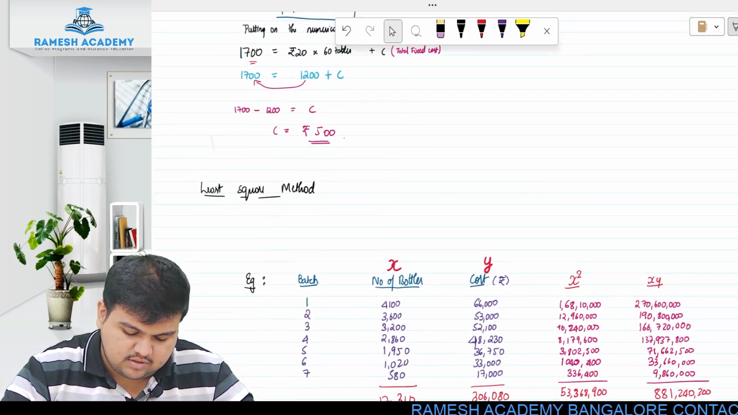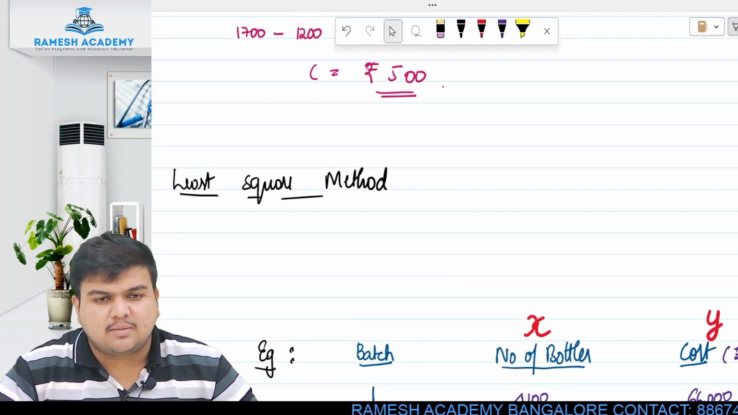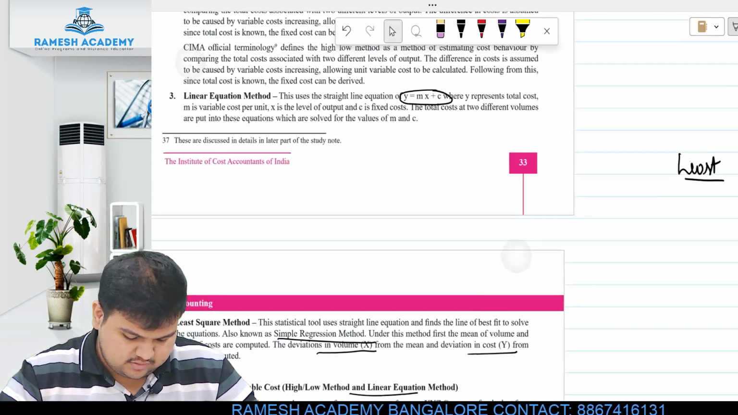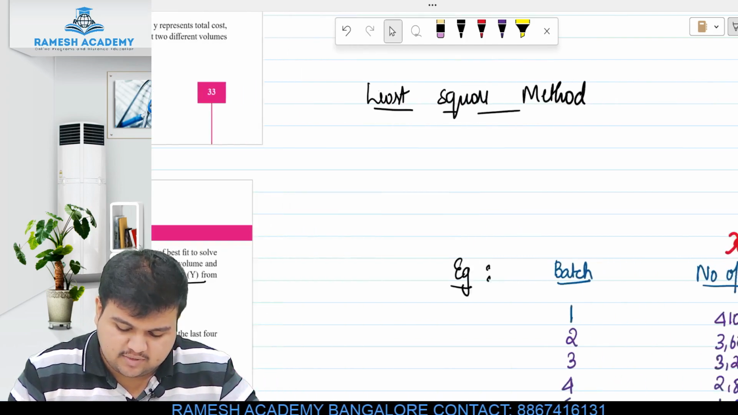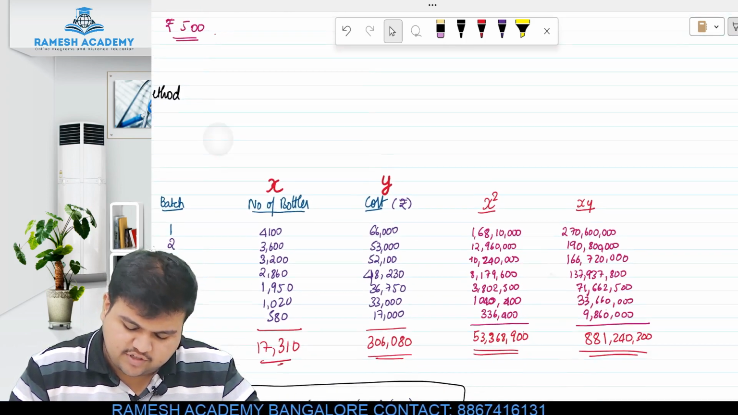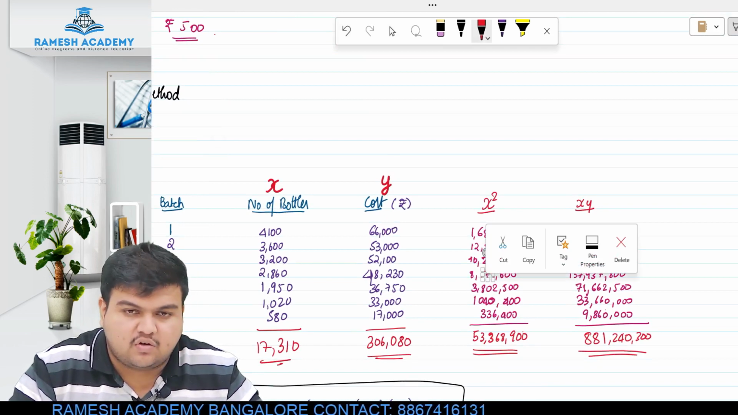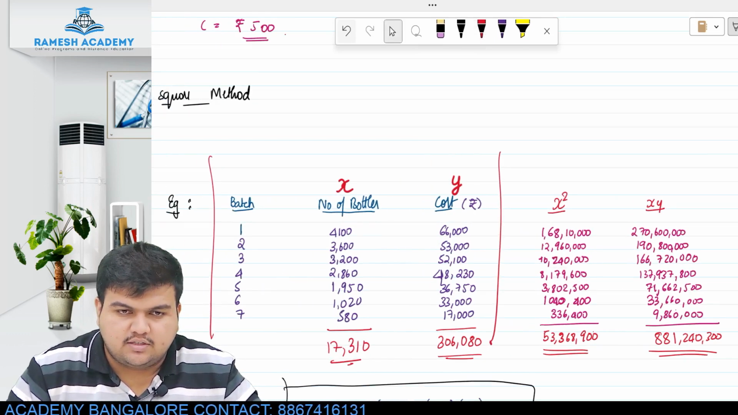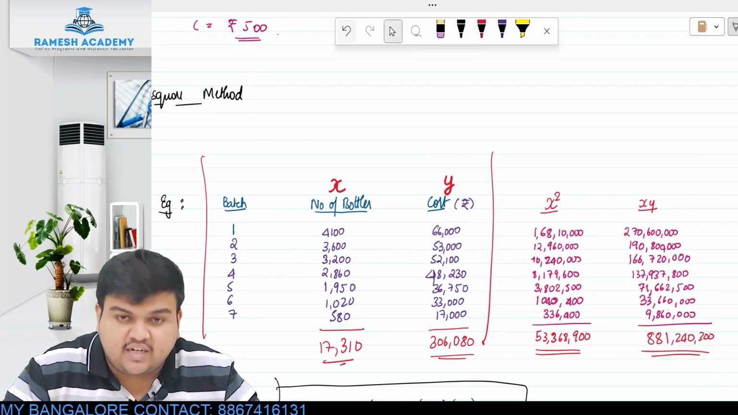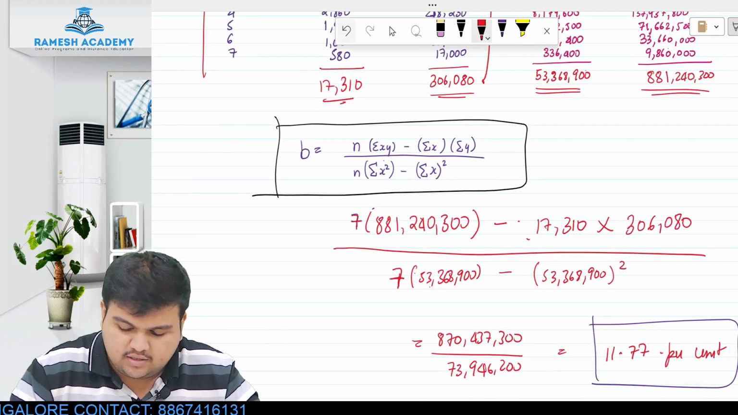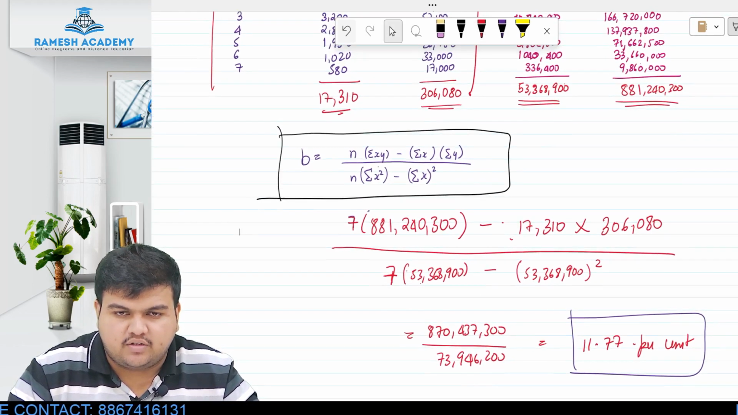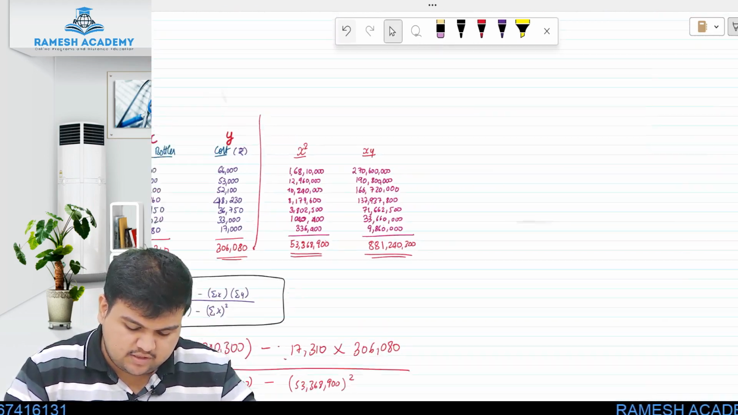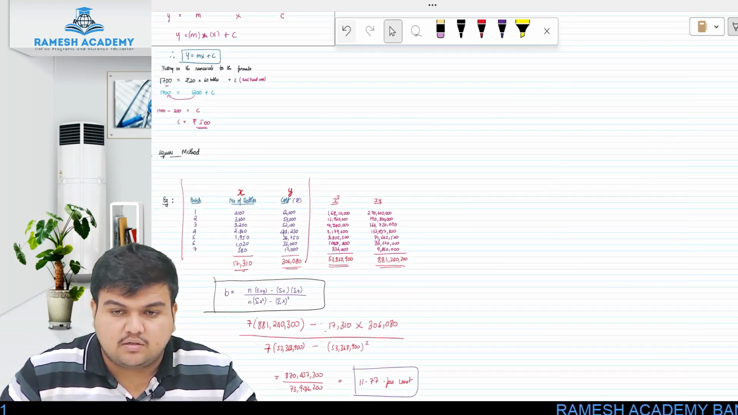Then another method, the least square method. Nothing much about this is given in your study material. Least square method is like the simple regression method. We have used a table. For example, here x is the number of bottles, and y is the cost given. This is the question. Then we do x square and xy, and apply the regression formula. We'll just take a screenshot of it. It's not very important, I feel, because there is no other example given with this formula.